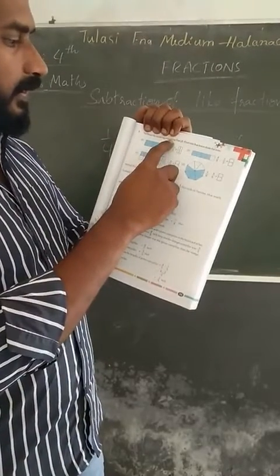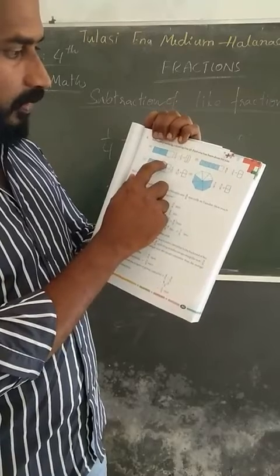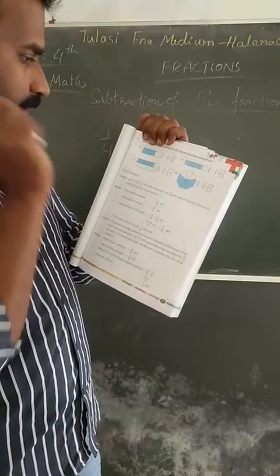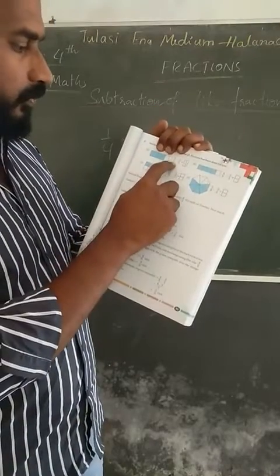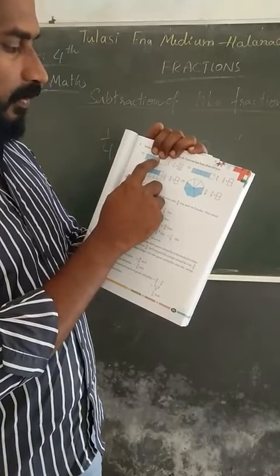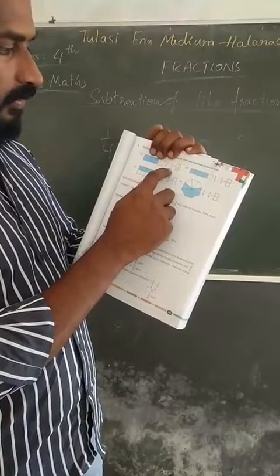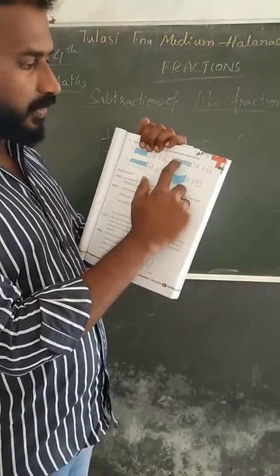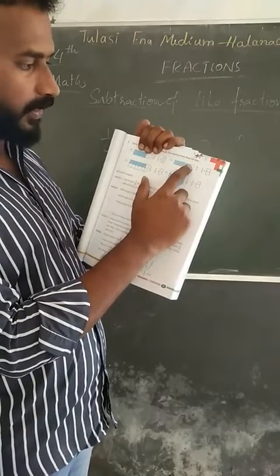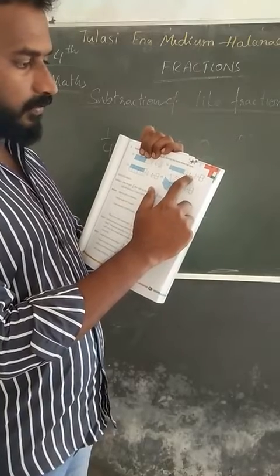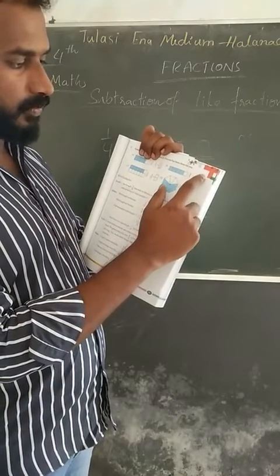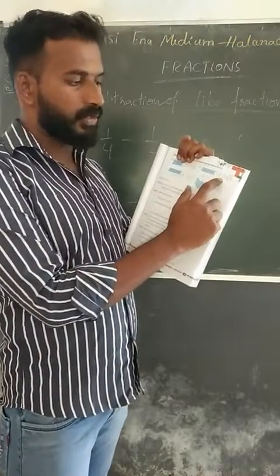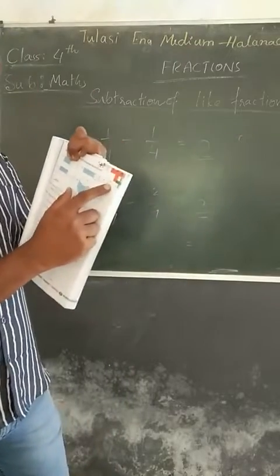Subtract by marking a slanting line. First one has been done for you. So 2 by 3 colored part, minus 1 by 3, result is 1 by 3. Next, it is 1, 2, 3, 4, 5. Out of 5, 4 are colored. 4 by 5 minus 1 by 5. 4 minus 1 is 3 by 5. Write the common denominator.